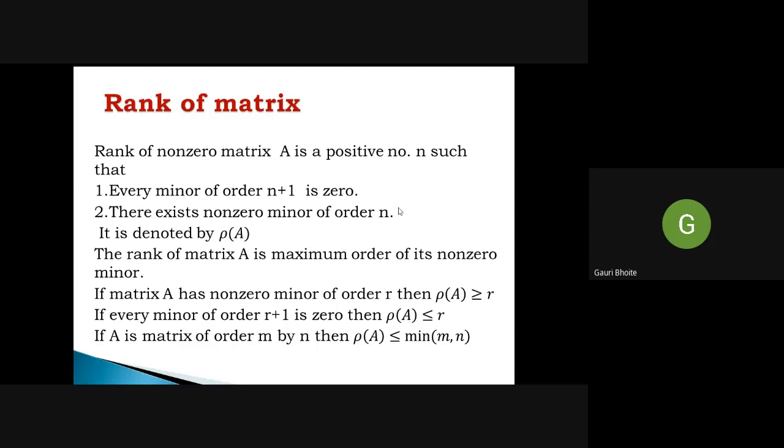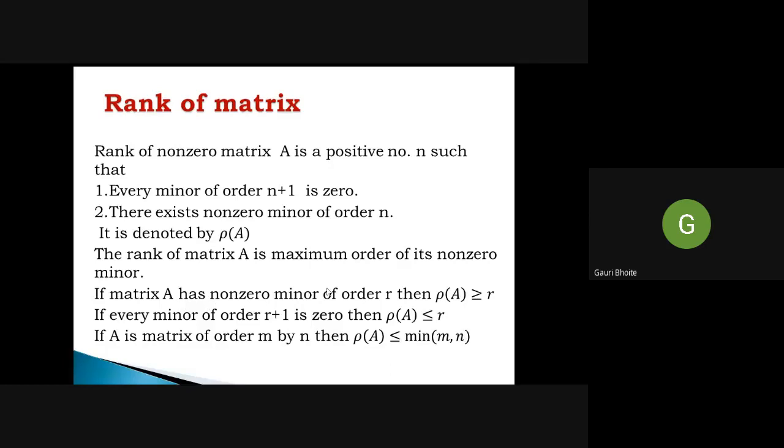So we are not interested now in the definition. We are interested in how to calculate the rank of the matrix. You have already seen it in M1. So I will just read the properties. If a matrix is of order m by n, then rank of A is less than or equal to the minimum of its order m, n.